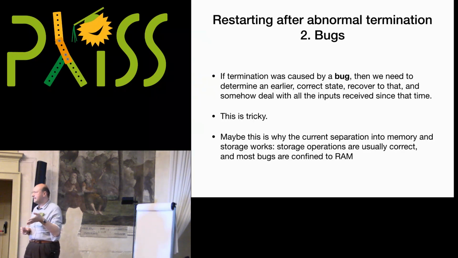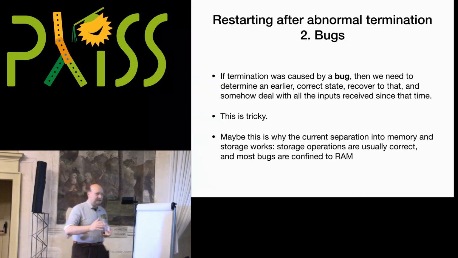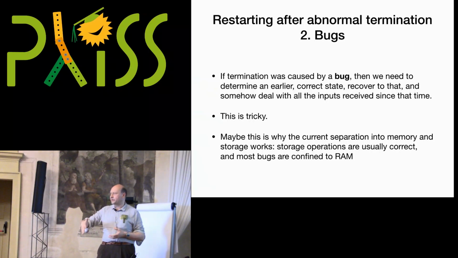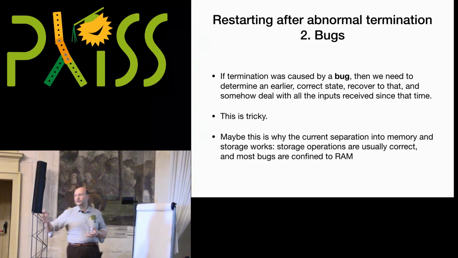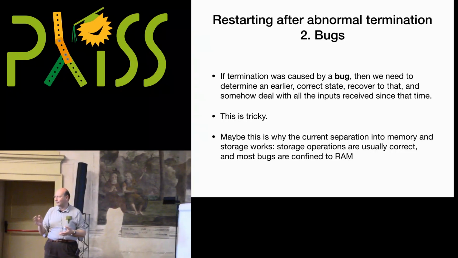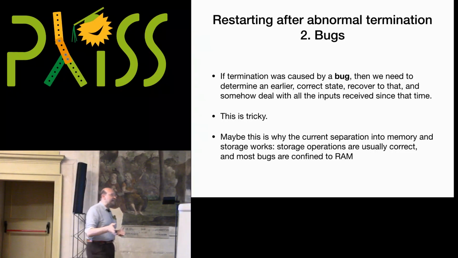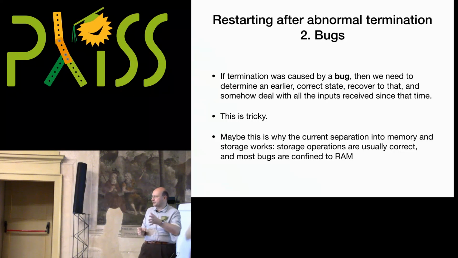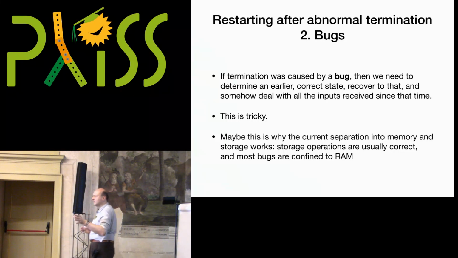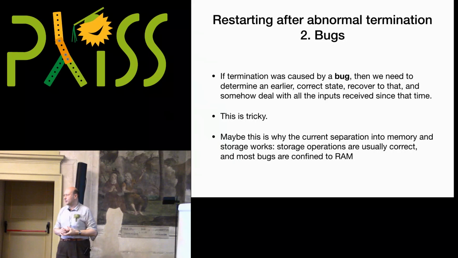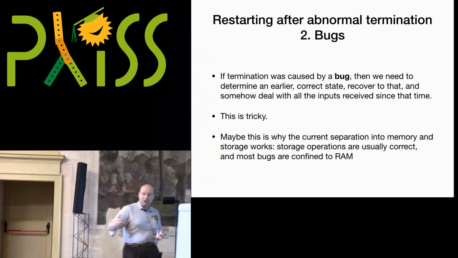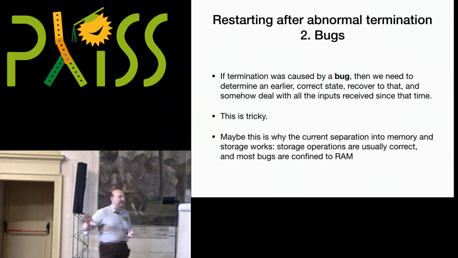This to me gives us a hint as to why the separation of state into memory and files works, right? We restart and the restarts work, and generally speaking, when we restart, we don't lose stuff. Why is that? It's because the storage operations are usually correct, and the memory structures are not. And the reason that is the case is because the storage operations are often in a structure that's simpler, or well documented, or better tested, or whatever.